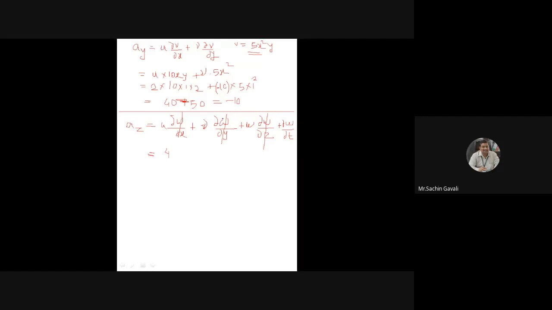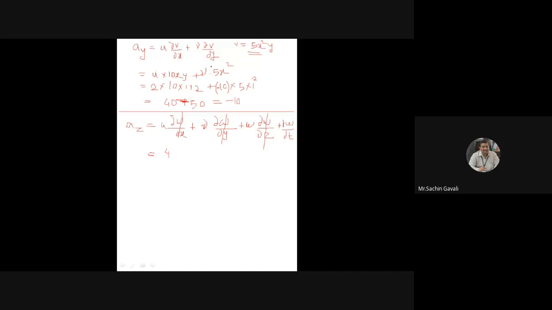Minus 10. AY is coming as minus 10. Please be serious, because my one plus minus sign will take it. dv by dx is minus, no? One minute. dv by dou y, it will become what? Also it will be minus.